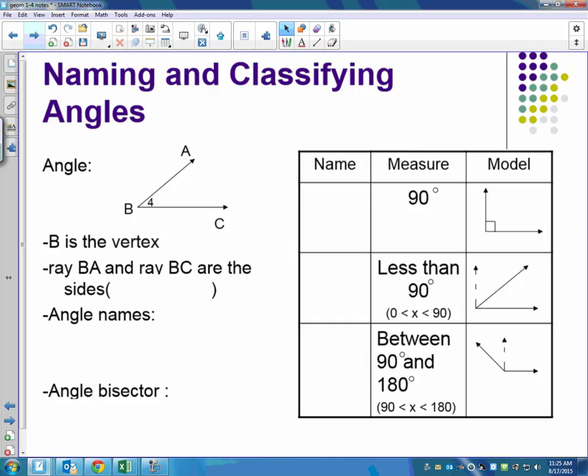So B is the vertex of that angle. And I don't agree with this typing here. Ray BA, which is like this with the arrow above it. And ray BC. Oh look, why does it say like that?